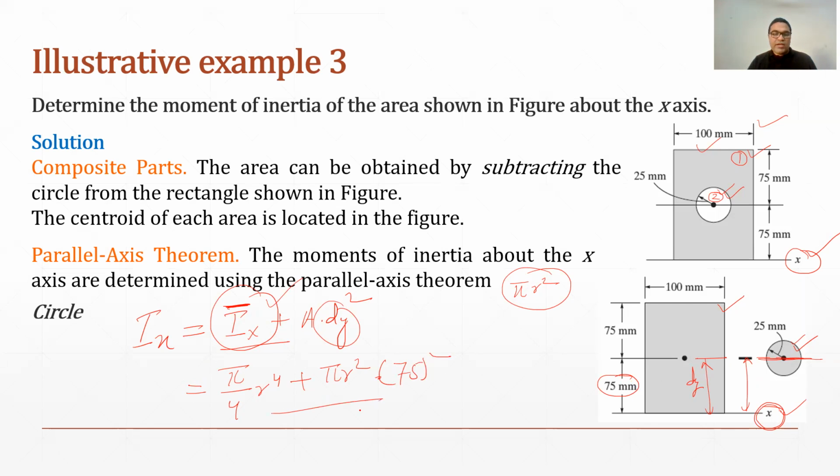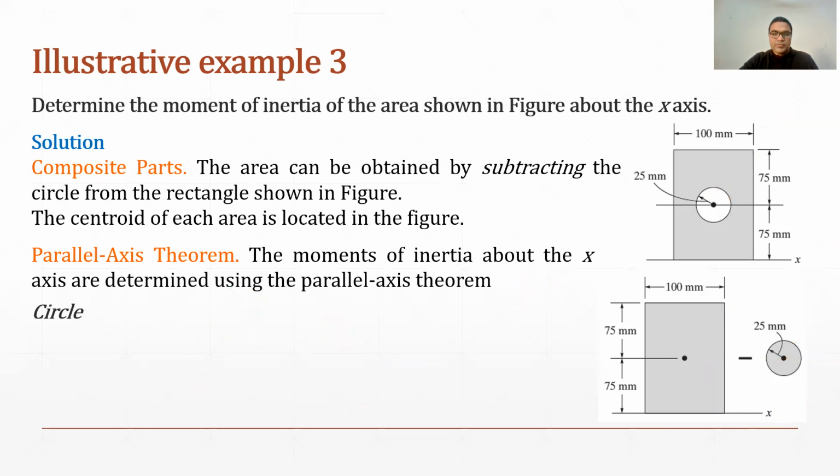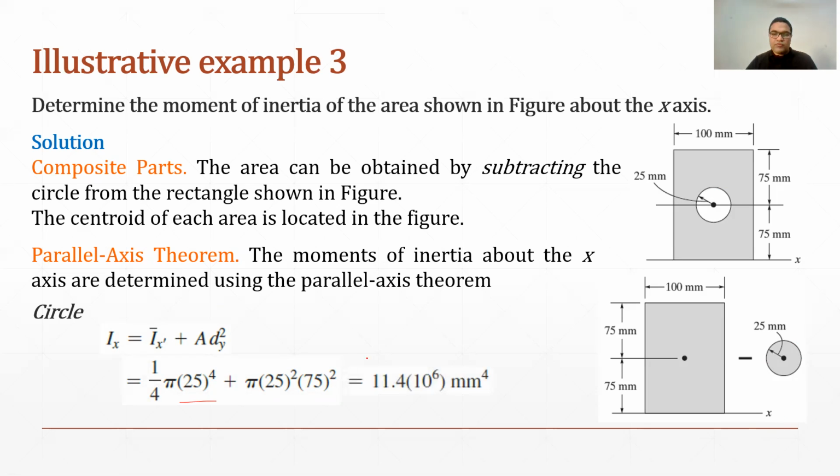So putting all the value, we get the value of moment of inertia for the circle. So it is already provided here. So this is how we write, and solving it, we get the moment of inertia as 11.4 into 10 raised to power 6 mm to the power 4. So this is the moment of inertia of circle.